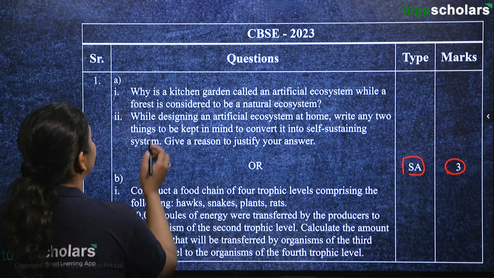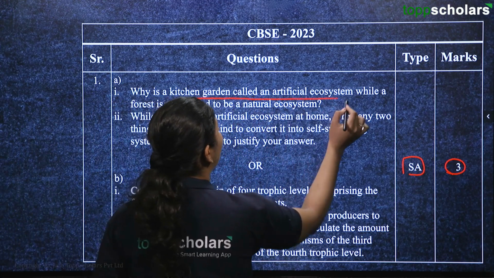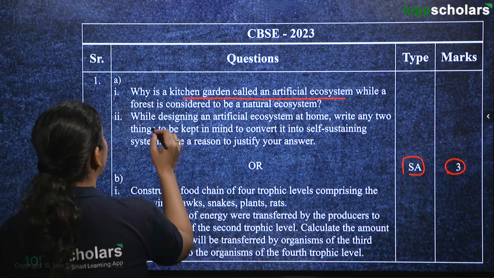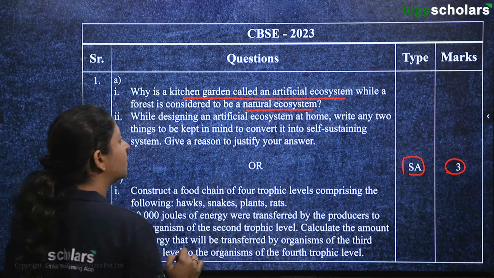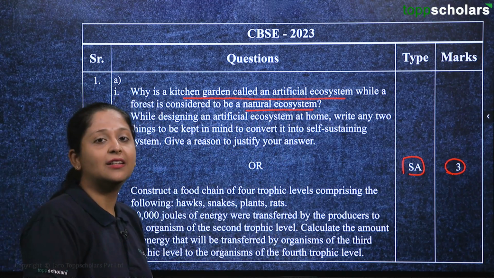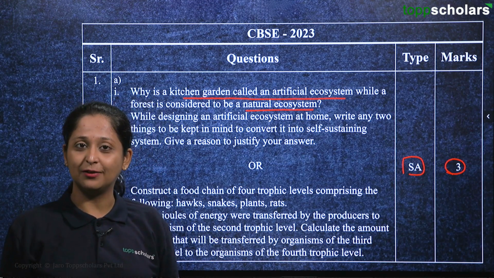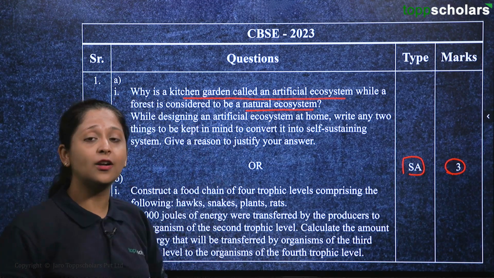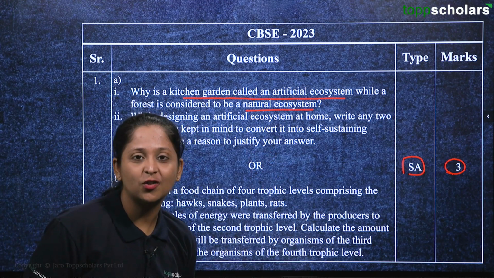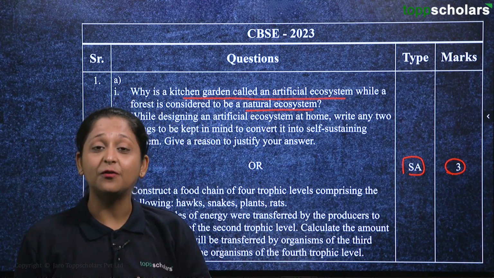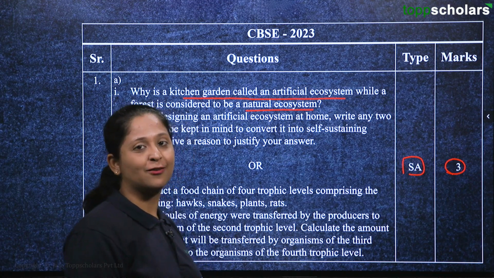For the first question, why is a kitchen garden called an artificial ecosystem while a forest is considered natural? Because the kitchen garden, you have created it, you have selected the plants that you want to keep in the garden. Whereas in the forest, everything is generated naturally. The variation, the variety, different species, all of that is naturally found.